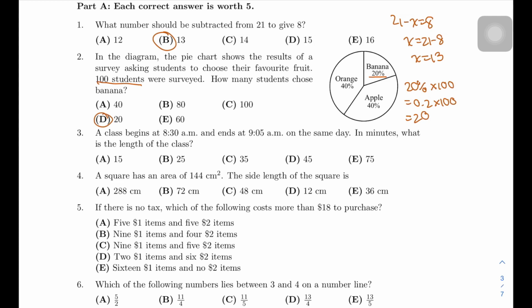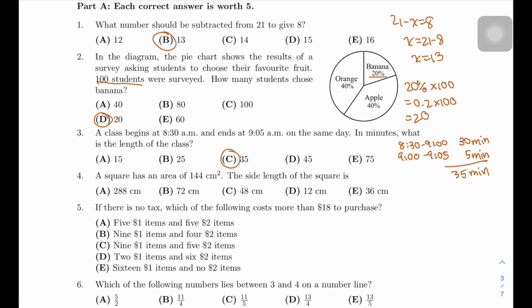Number 3. A class begins at 8:30 and ends at 9:05 a.m. on the same day. In minutes, what is the length of the class? So from 8:30 to 9 is 30 minutes. And from 9 to 9:05 is 5 minutes. If you add them together, it's 35 minutes. Therefore, C is the correct answer.